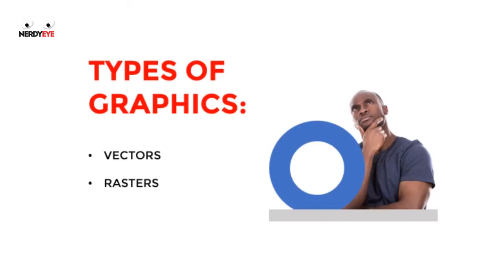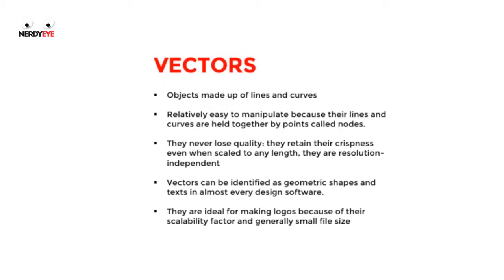So what are vector graphics? Well, according to my definition, vector graphics are objects that are made up of lines and curves, right? And not only are they made up of lines and curves, but they are also easy to manipulate or work on because their lines and curves are held together by points called nodes.